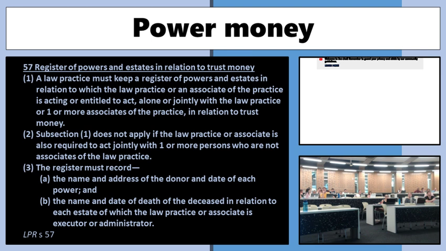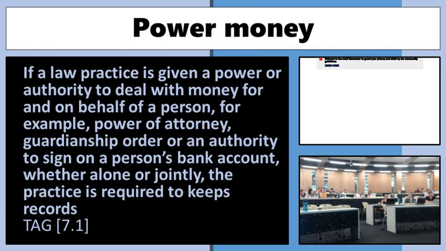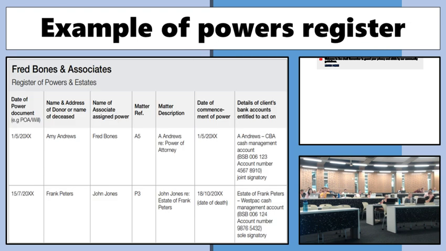Anyway, flick that over. These powers can come about in a whole variety of ways. You can be a trustee, you can be an executor, you can be a POA. Just write it down. The Trust Accounting Guide has this powers register where they want you to map these things out.